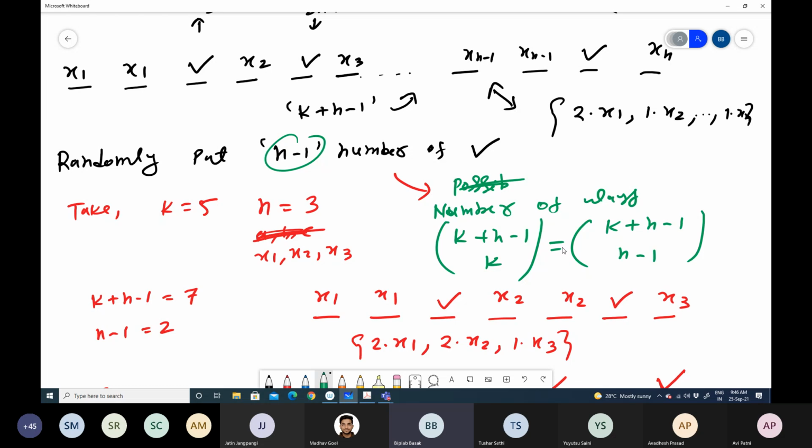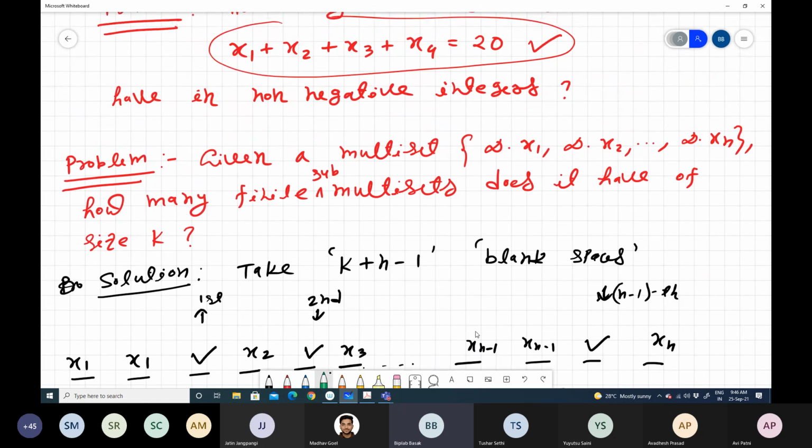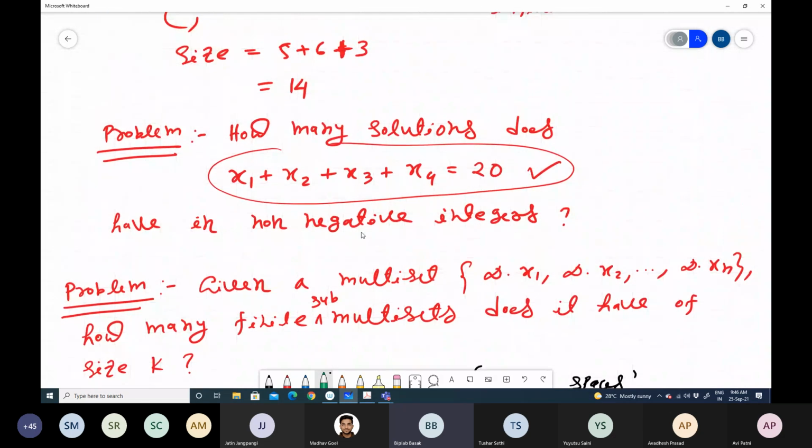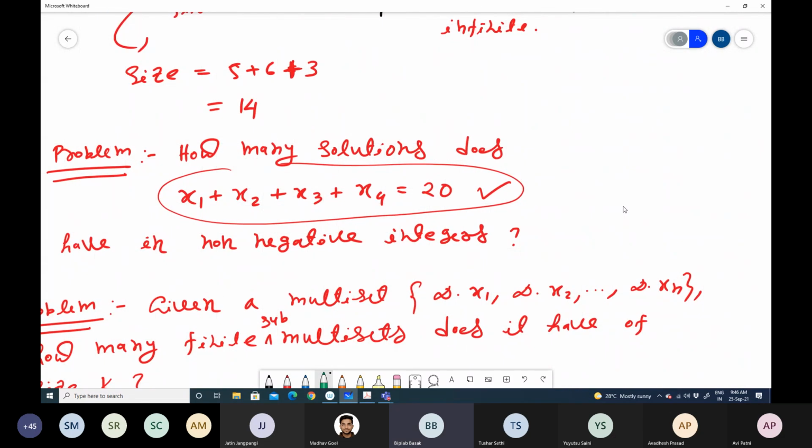Right, so this is the simple one. Now if we use this, then it is easy to find the number of solutions of this equation. What will be the answer here? Here k equal to 20, n equal to 4. So the number of solutions in terms of non-negative integers will be (k plus n minus 1) C (n minus 1).